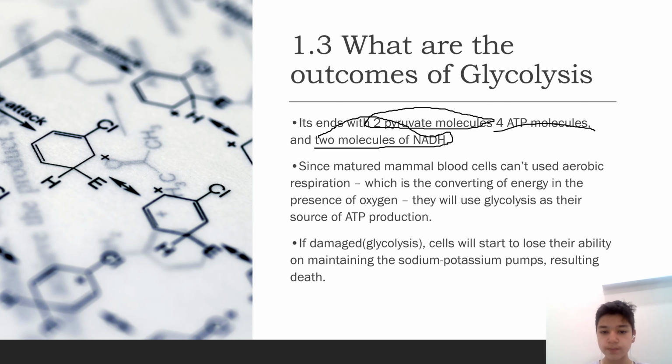The second outcome is what glycolysis is useful for. The usefulness of glycolysis is that mammal blood cells cannot use aerobic respiration, which is converting energy in the presence of oxygen. They will use glycolysis as their source of ATP production.